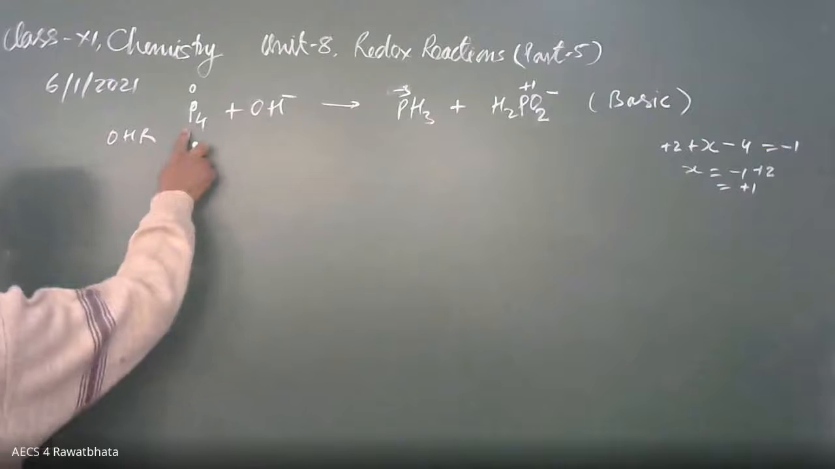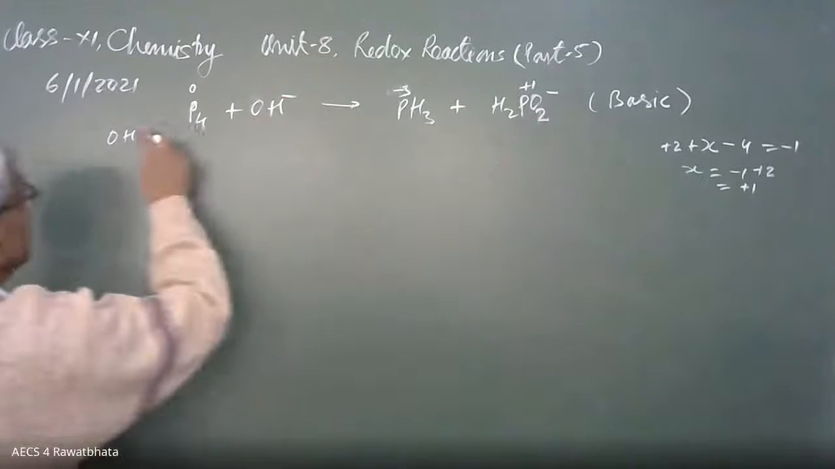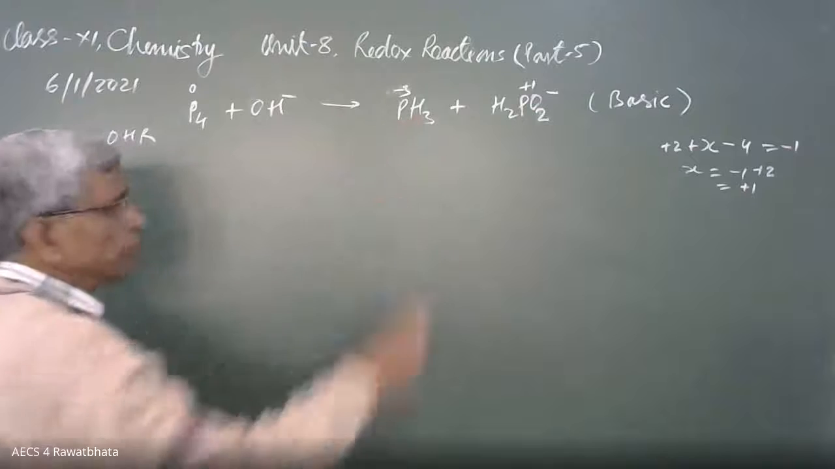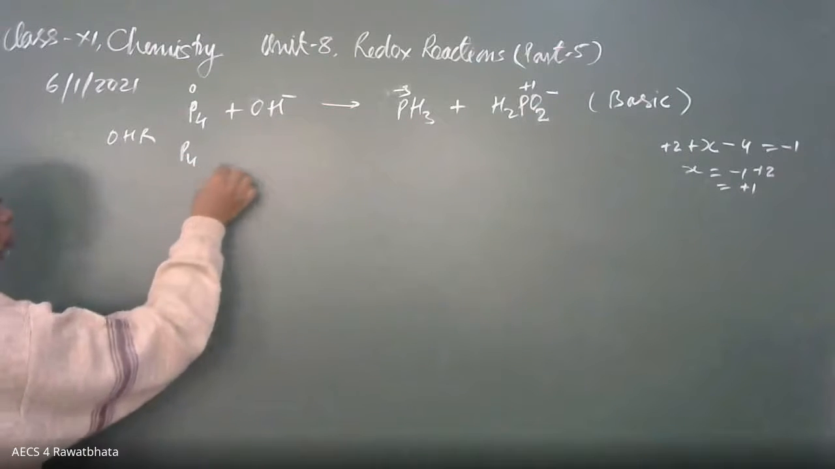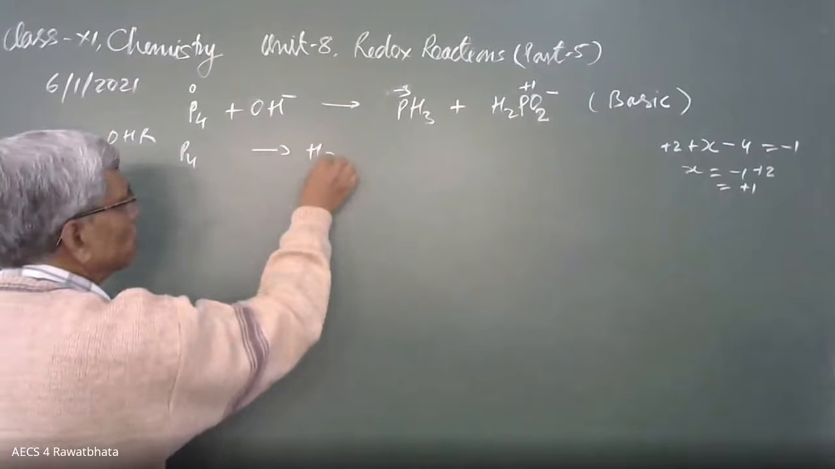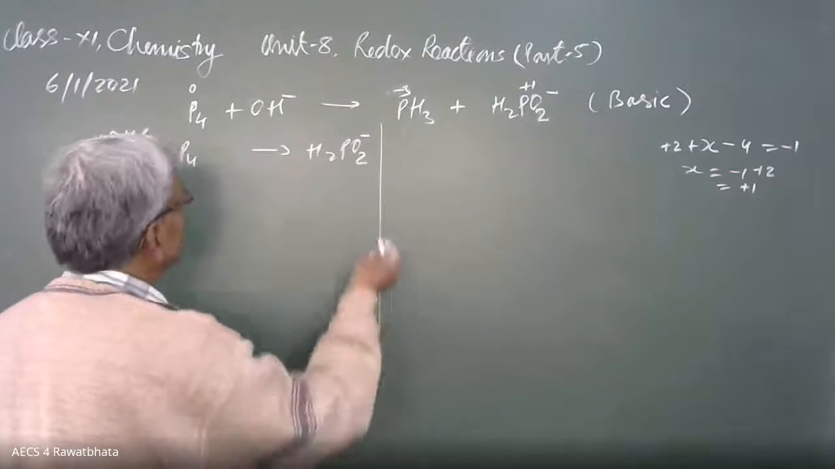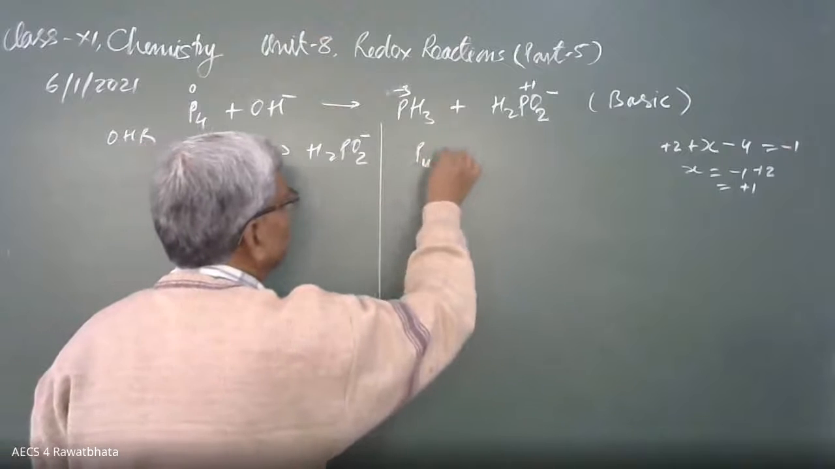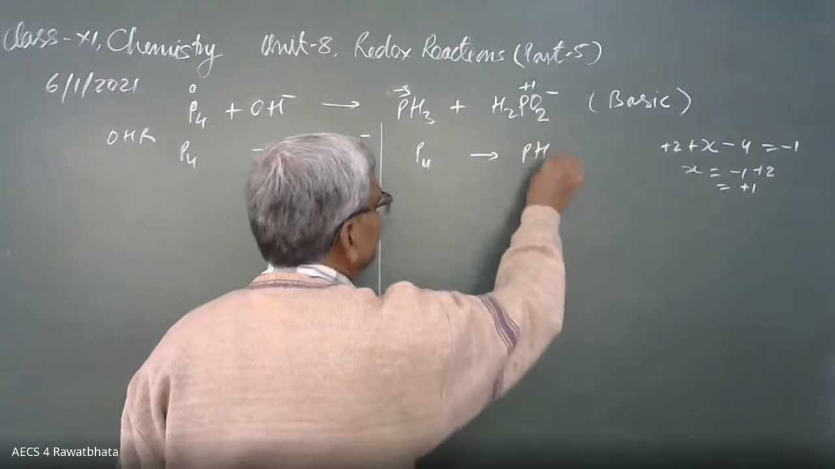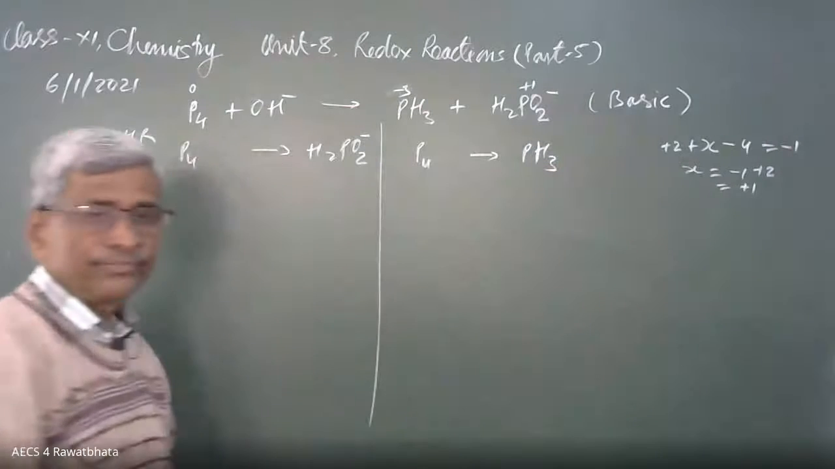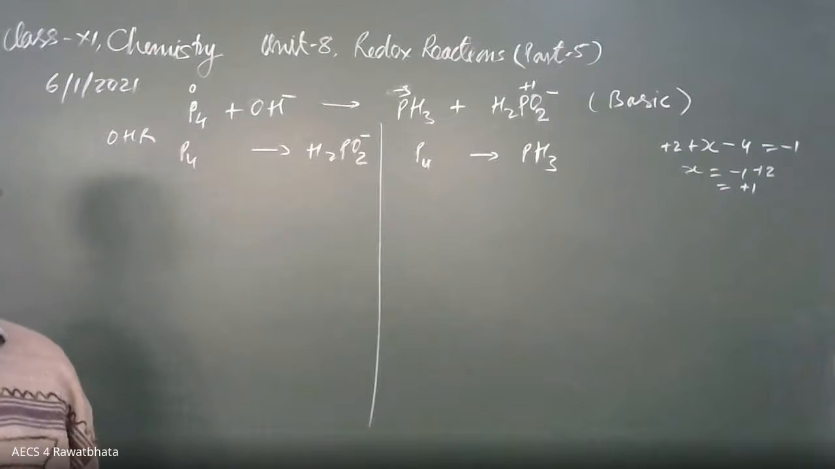So phosphorus is going to oxidize into this H2PO2 minus, and it is going to reduce into PH3 phosphine. That's why the oxidation half reaction will be P4 gives H2PO2 minus, and P4 is going to reduce into PH3 phosphine. Phosphorus is going to oxidize as well as reduce. Disproportionation is going on.